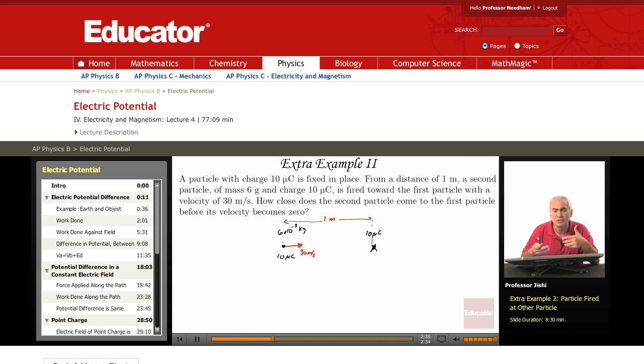So what will happen to it? Eventually its velocity will become zero. In fact, its velocity will become zero, and then because of the repulsion, it will start moving in the opposite direction. It will start moving to the left. But our question is, how close does it come when its velocity becomes zero? So at some point here, its v becomes zero. And we want to know how far is this? What is this distance r? Let's call it r. What is that distance?